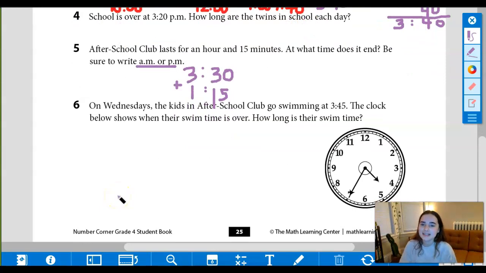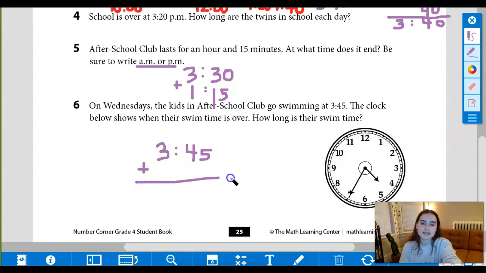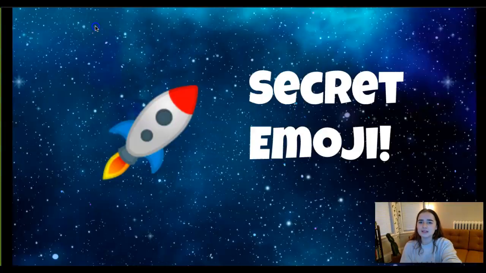And finally, number 6. On Wednesdays, the kids in after school club go to swimming at 3:45. The clock below shows when their swim time is over. How long is their swim time? Okay, so we know that their swim time starts at 3:45. You're going to read the time on this clock and add it to 3:45 to figure out when it ends.